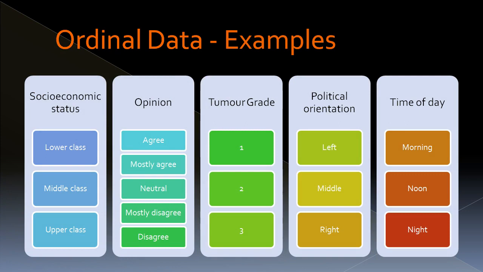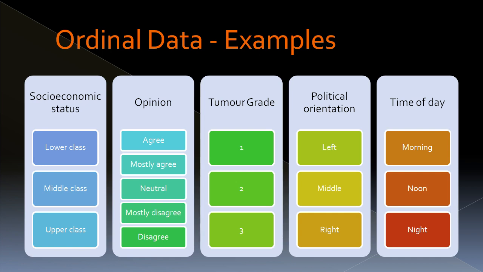Here are some examples of ordinal data. We might look at socio-economic status. You might see on a survey, what socio-economic class do you belong to? And the options might be lower class, middle class or upper class, and you can tell there's a clear progression in the classes.